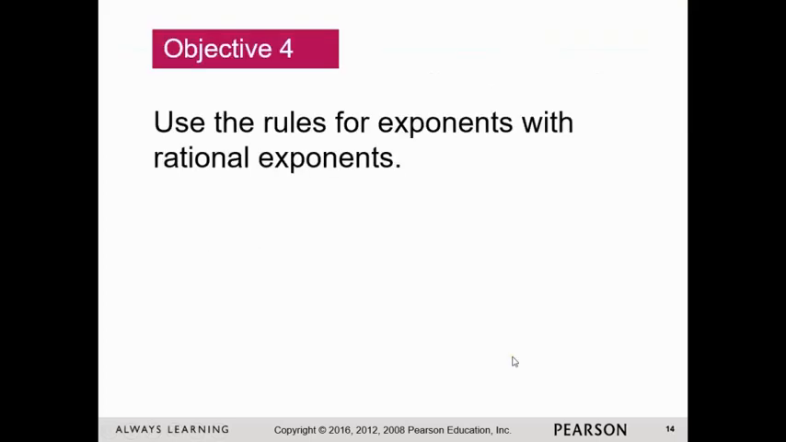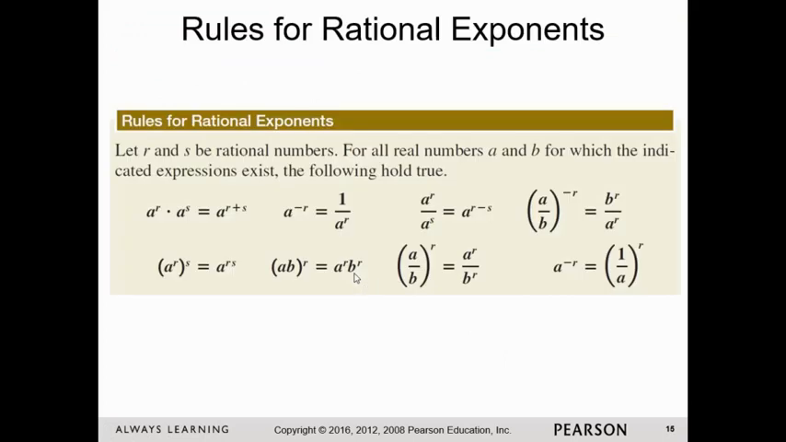So here we are, objective 4, use the rules for exponents with rational exponents. So we're just using the same rules that we've talked about regarding exponents here, just the case is they just happen to be fractions. The exponents happen to be fractions in this case. That's what we mean by rational exponents here. Here we have the product rule.